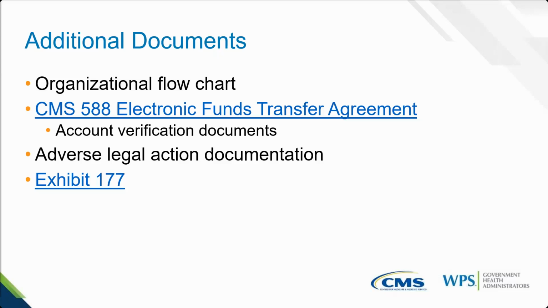If the FQHC or any of its owners or managing control entities or individuals have any adverse legal actions to report, they do report those in Section 3. If they're answering yes to that and reporting those, we do need copies of documentation showing what the action was, who it was taken by, and if there was a resolution.